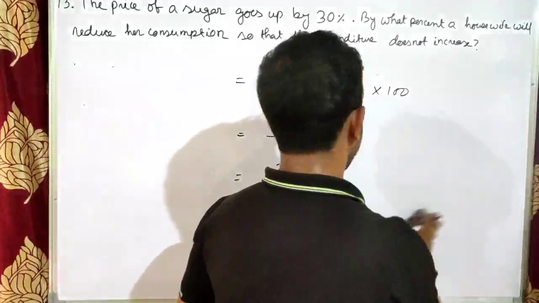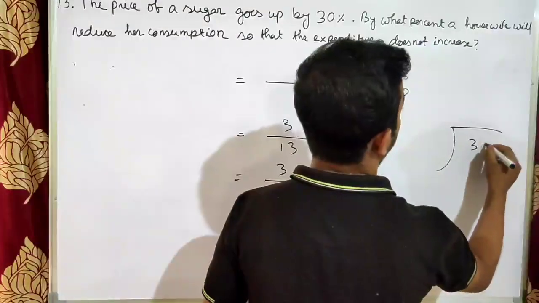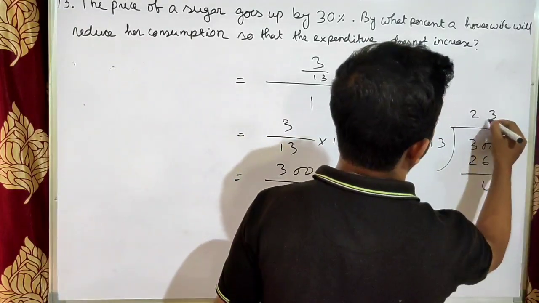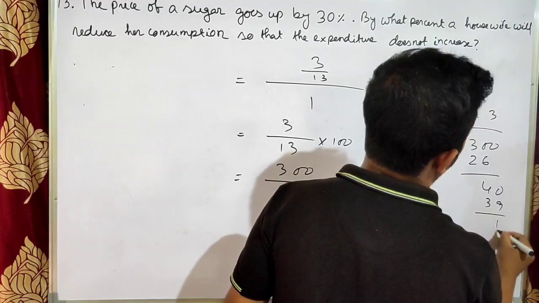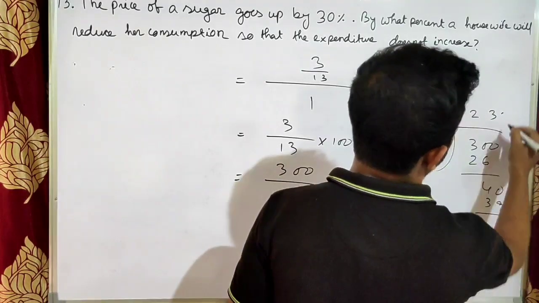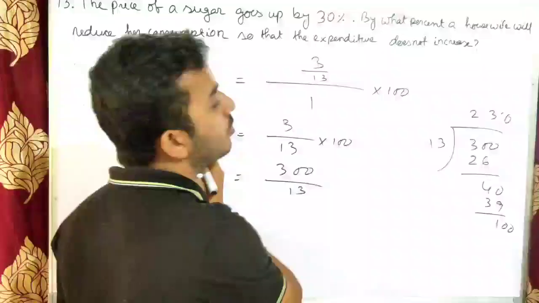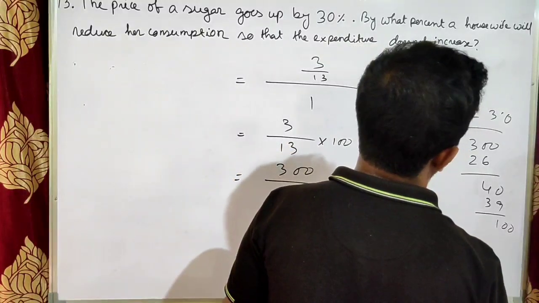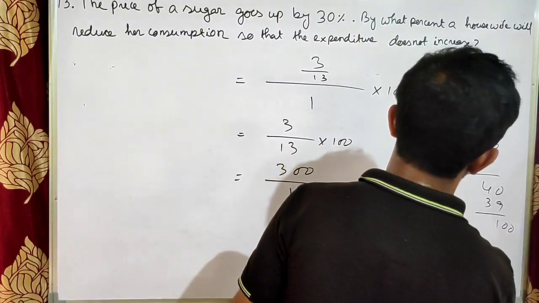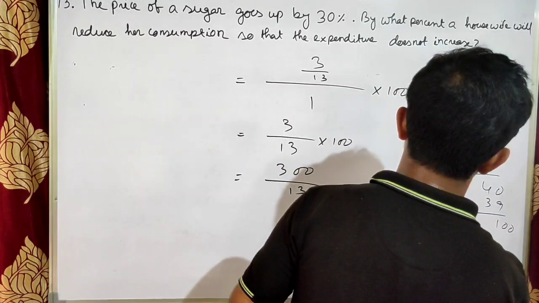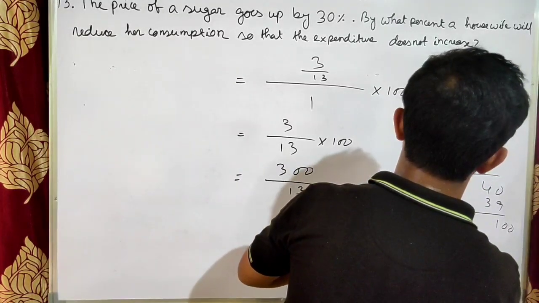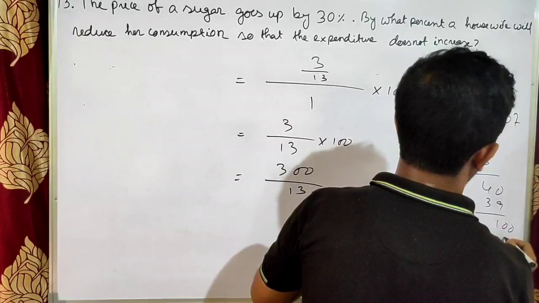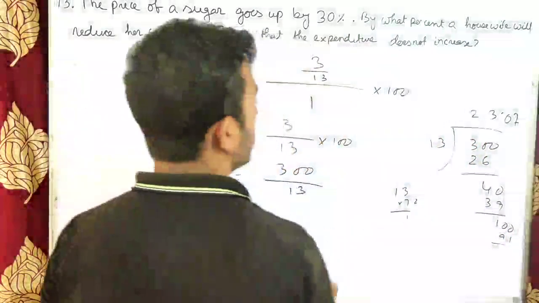Okay, look, 300 divided by 13. 13 into 2 is 26, isn't it? Then 40. 13 into 3 is 39, isn't it? Then 1.0, so it will be 0. 13 into 6, how much? 13 into 7 is how much? 91. Okay, so it is 23.07%.